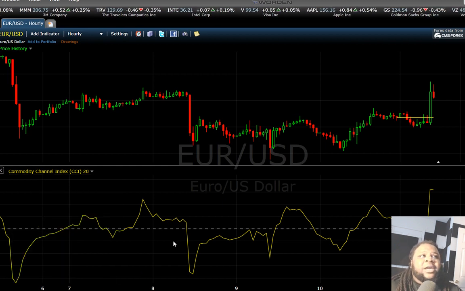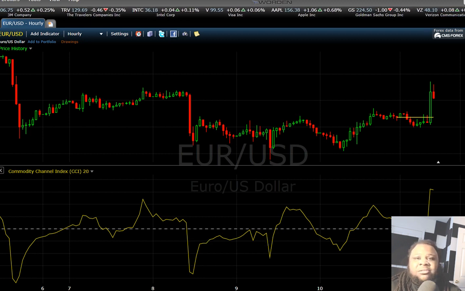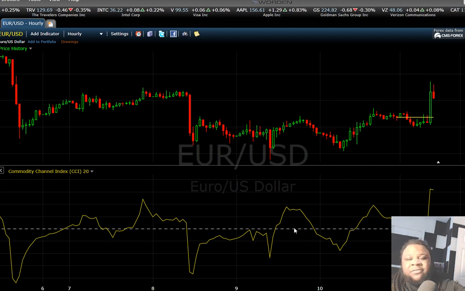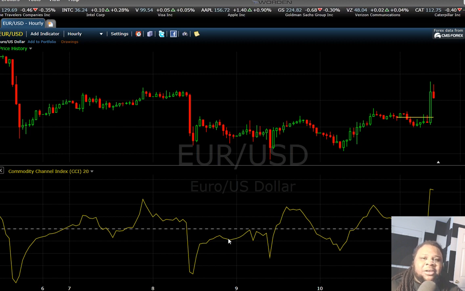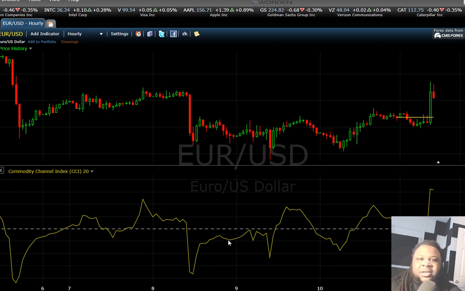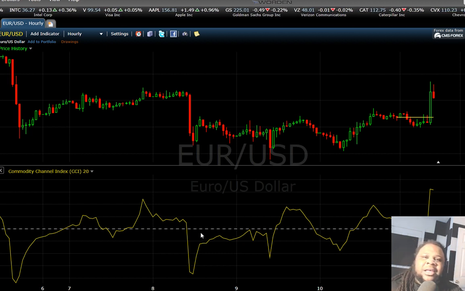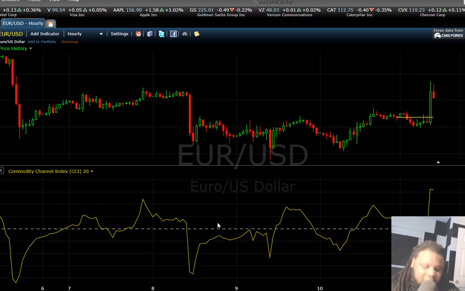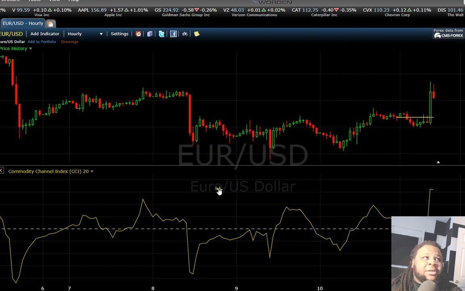Now, mind you, if the Commodity Channel Index is below this zero line, then that means it's in a downtrend. If it's above the zero line, that means it's in an uptrend. The thing that makes the Commodity Channel Index so good is that when it crosses over that zero threshold, it's giving you a view of where the trend is going to go.